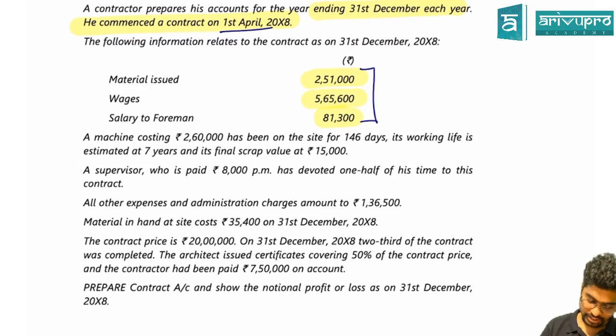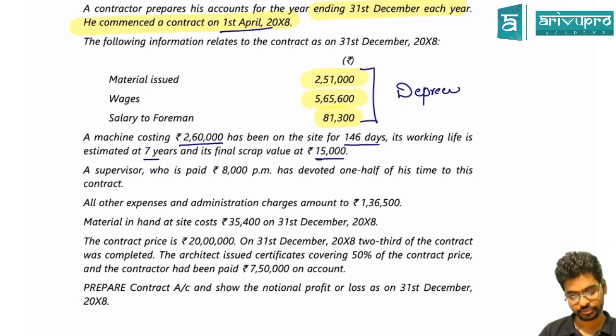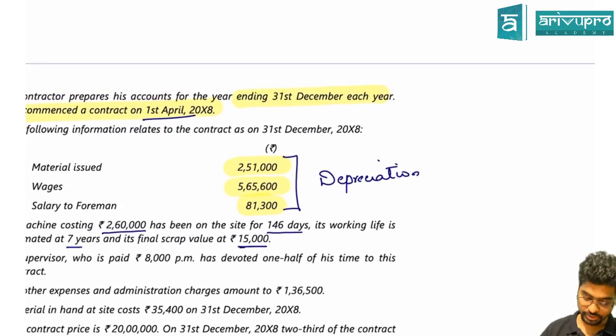Material, machine costing 2,60,000 has been used for 160 days. It has a working life of estimated 7 years, and a scrap value. That means what? Can I directly find depreciation here? Because I am not using the machine for the entire year, I am using only for what? 146 days. How do you find the depreciation?